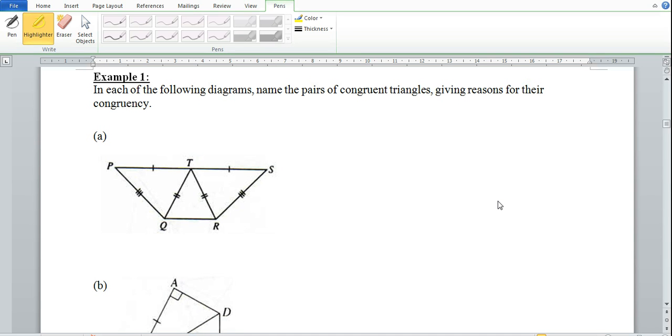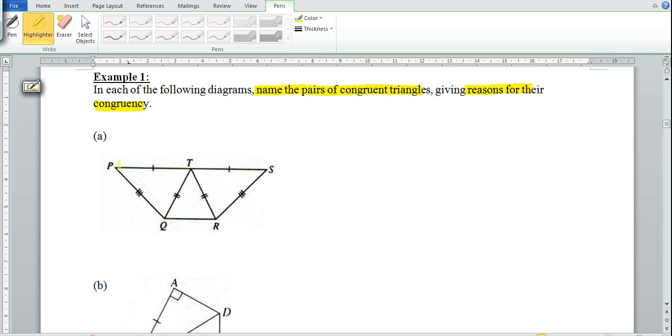Now we are going to apply the 5 tests for proving congruent triangles onto example 1. Okay, let's read example 1. In the following diagram, we are supposed to name the pair of congruent triangles, identify them, and give the reason why they are congruent. So this is in a way proving that what we identified is indeed congruent. So let's look at part A.